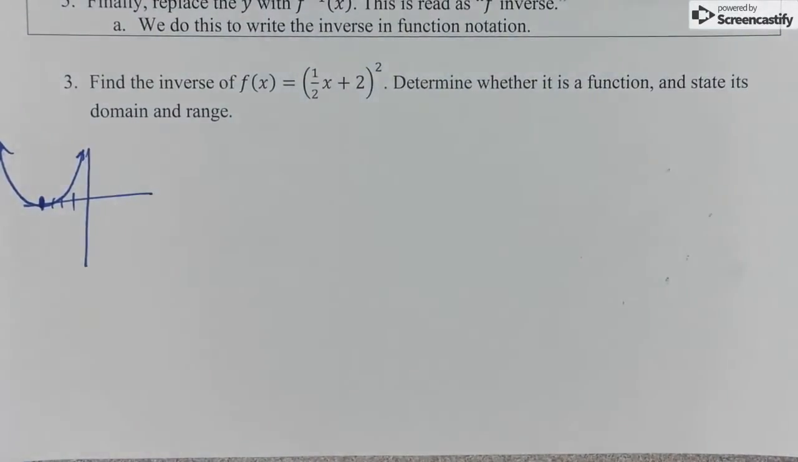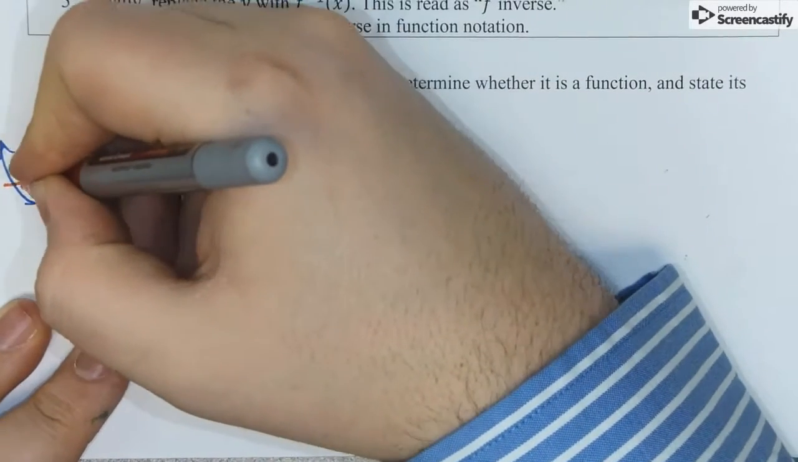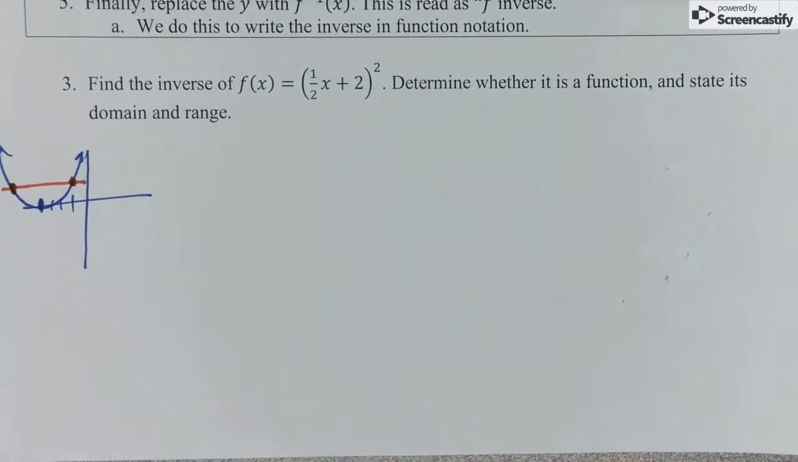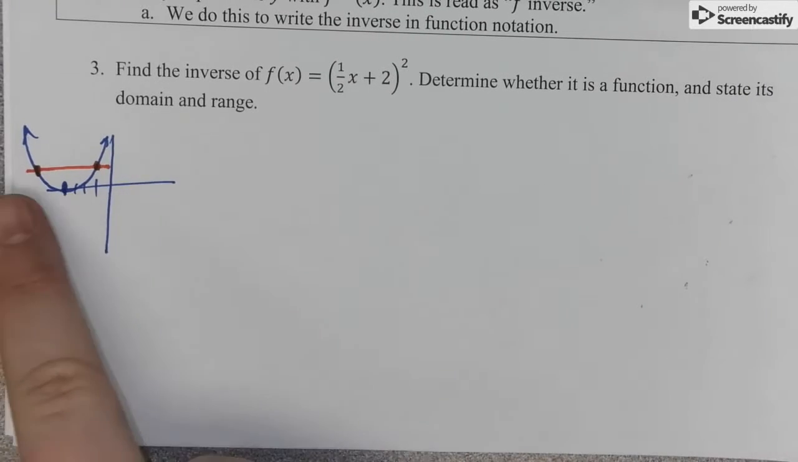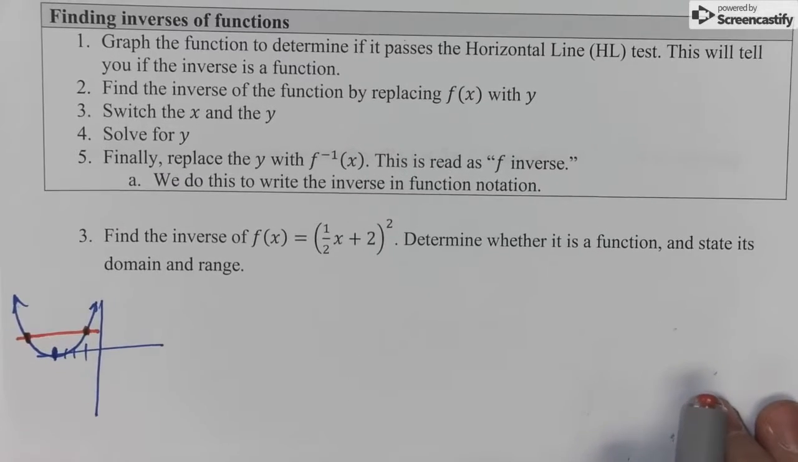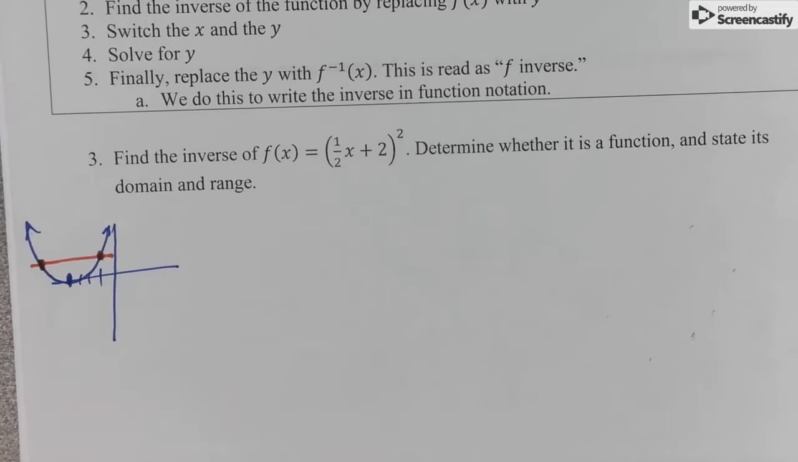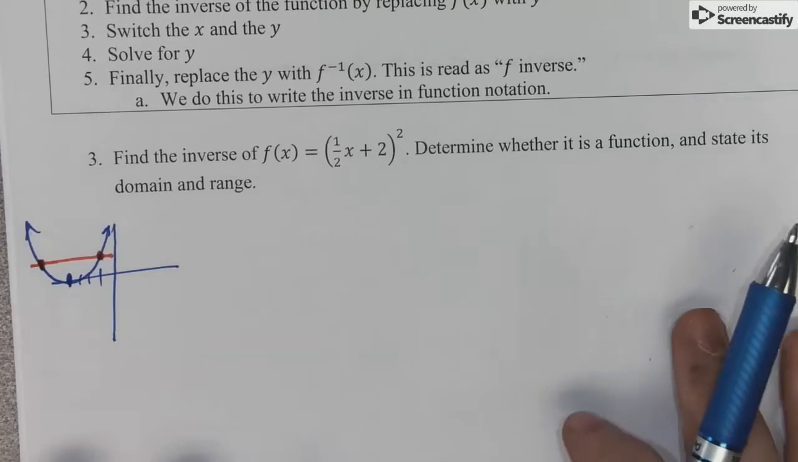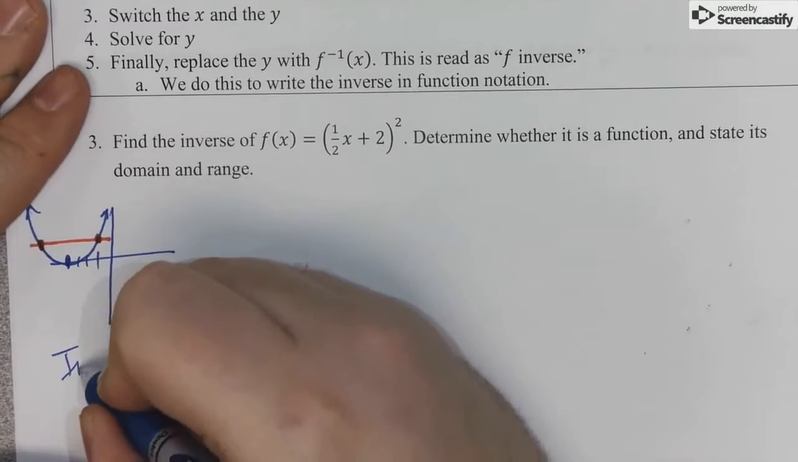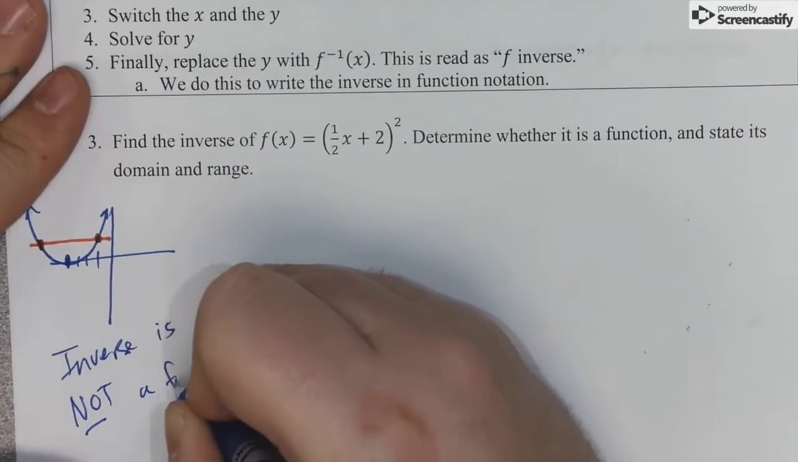So I wanted to see if this would pass the horizontal line test, which if we drew a horizontal line through this function, we would see it would not pass the horizontal line test. So my inverse is not going to be a function. I know that because this right here fails the horizontal line test. So my inverse is not going to be a function, but I could still find the inverse.